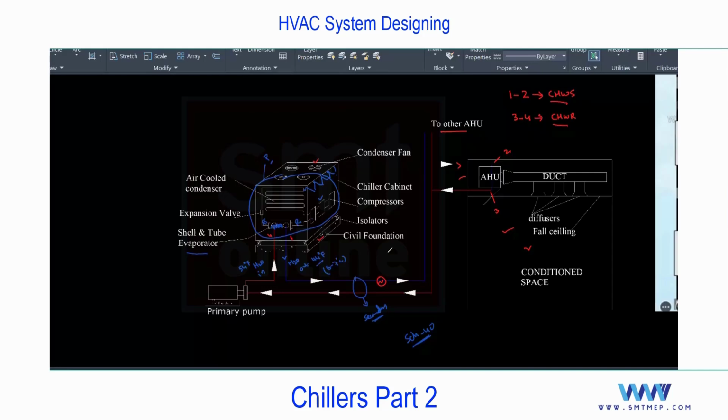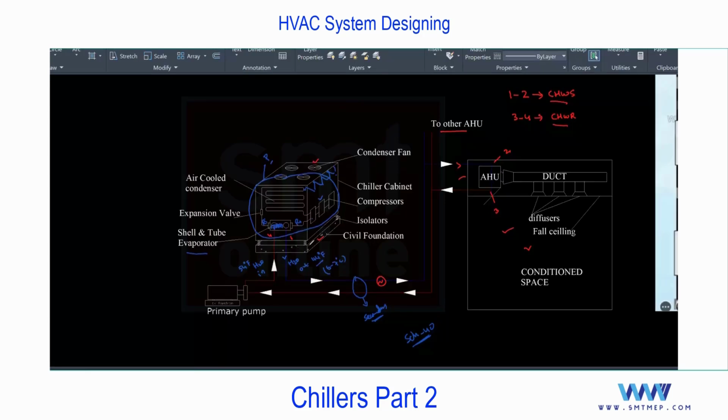Yeah, apart from this, you see this civil foundation, nothing but a base, is required to construct, and the dimension of this base you can find out from the shop drawing. And the shop drawing means, at the time of construction, means at the time of installation. The actual dimension of this foundation you can find out from the catalog of the manufacturer, and the same will be followed in the shop drawing. Based on this, we'll construct.